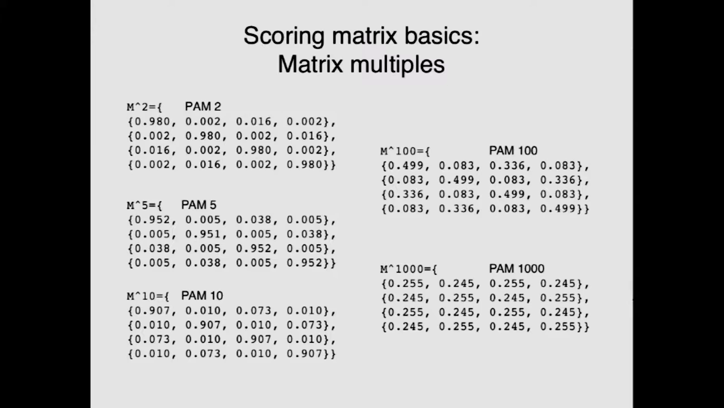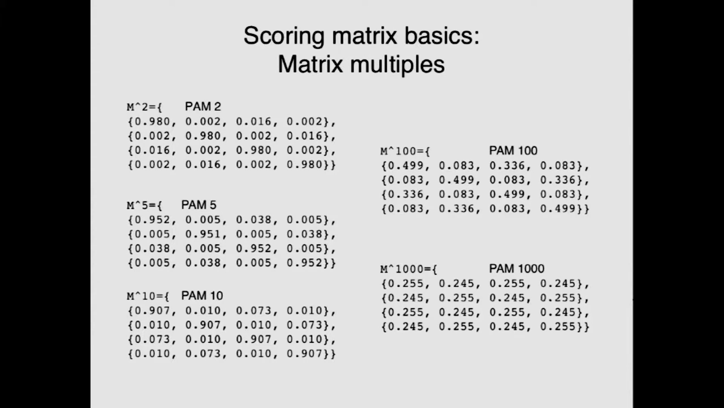So here, if I've got PAM2, then 98% of the time I'm going to be the same. PAM5, 95% of the time I'm going to be the same. These numbers are changing a little bit because the transition and transversion frequencies are different. At PAM10, it's basically 90%, 91% of the time I'm going to be the same.